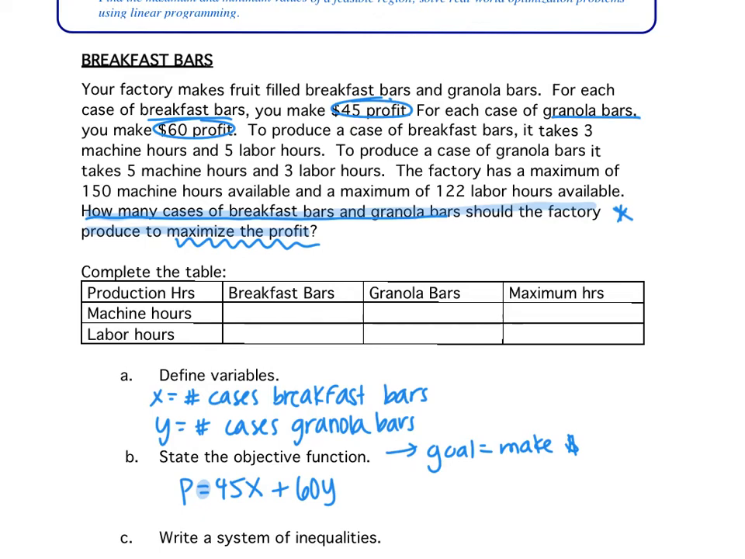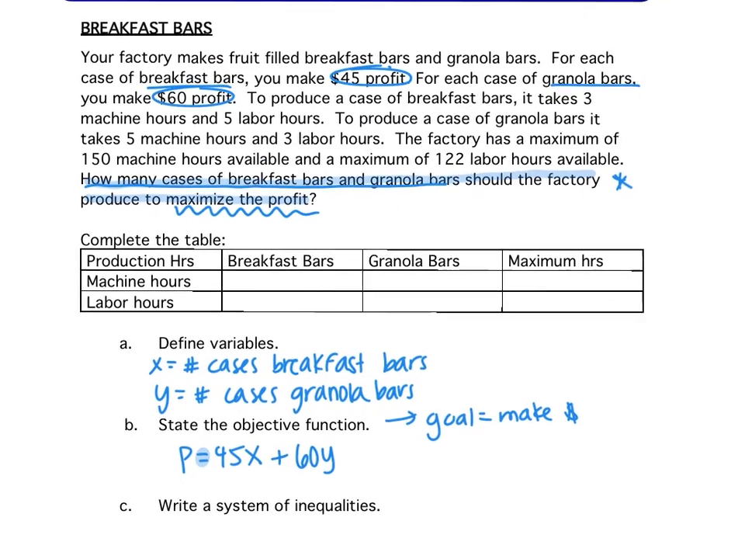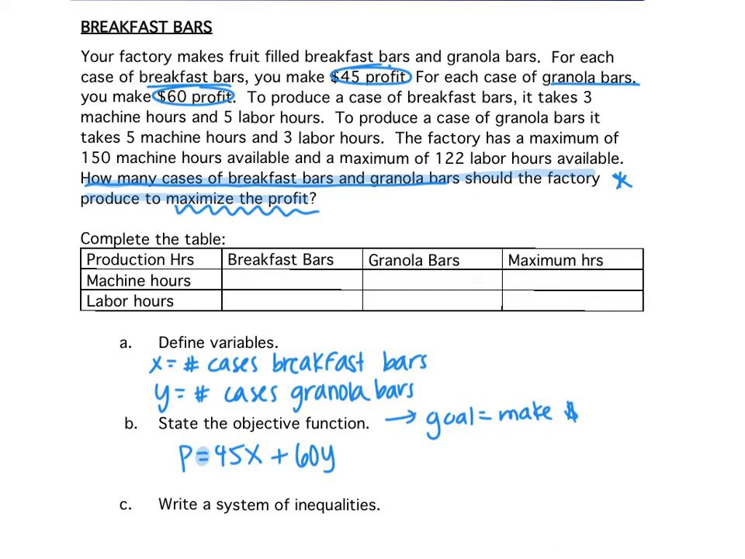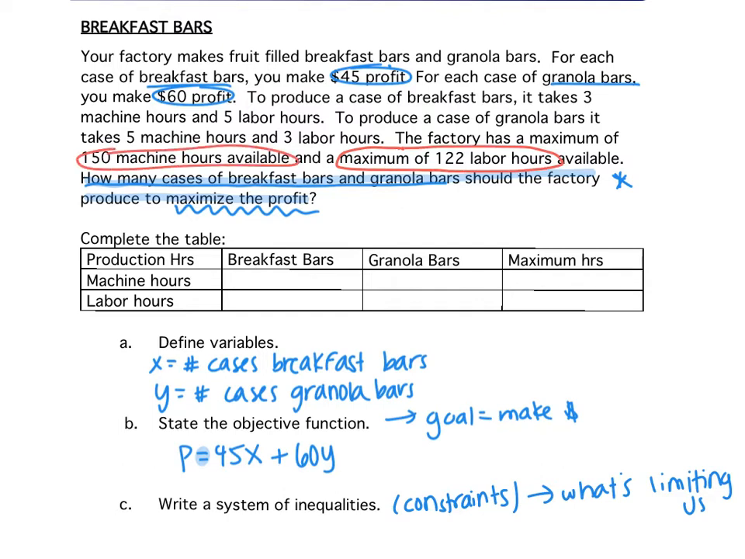Okay, next thing that we're going to have to do is write a system of inequalities. In some questions, this is going to say the constraints. And again, this is just what's limiting us. So if we look in the problem at what's limiting us, we are told we have a maximum of 122 labor hours and 150 machine hours. That's what's limiting us. So we don't have an unlimited number of hours. So we're going to complete that table above and then use it to write our constraints.